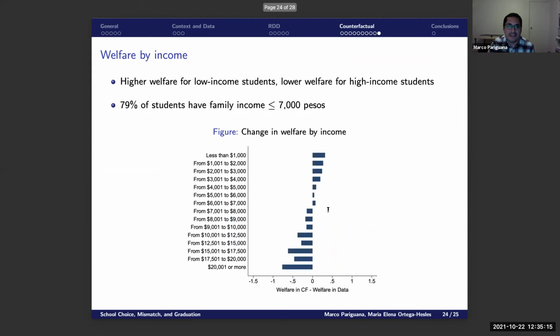Okay. And lastly, we see this welfare by income, because we saw that more low-income students gain access to elite schools. We see welfare by income, and what we're going to find is that there is higher welfare for low-income students and lower welfare for high-income students. Importantly, in this figure the pivot point seems to be 7,000 pesos, and 79% of the students have family income of 7,000 pesos or less. So the welfare is increasing for most of the students.